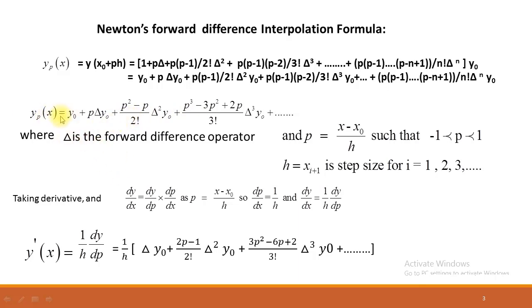Taking the derivative of this formula, dy by dx will be represented by y dash of x, which is equal to 1 over h dy by dp. dy by dp means taking the derivative of the right hand side with respect to parameter p. So the derivative of the right hand side with respect to p will be equal to 1 over h, and since there is no p, this y naught is a constant term, so its derivative with respect to p will be 0, and the derivative of p with respect to p will be 1.